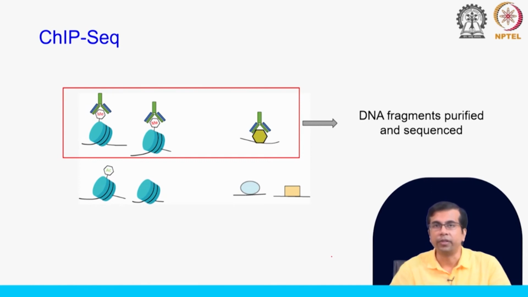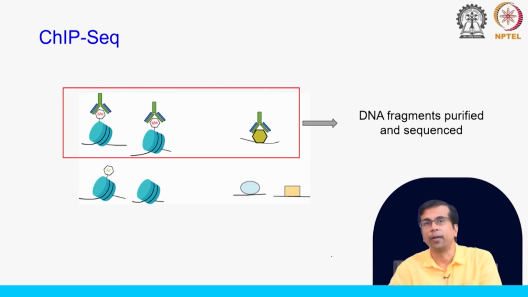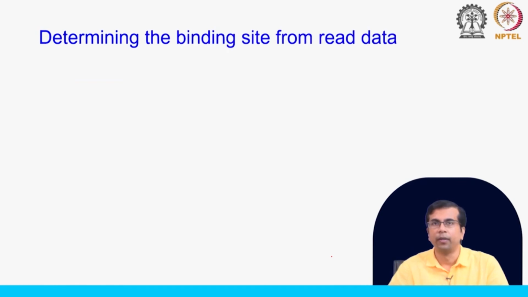Once we have pulled these regions down, we then purify the DNA fragments and subject them to next generation sequencing, so that we identify these specific regions where we have a DNA binding event, whether it is histone modification or transcription factor binding. Okay, so the next step is we want to identify the binding site from read data.